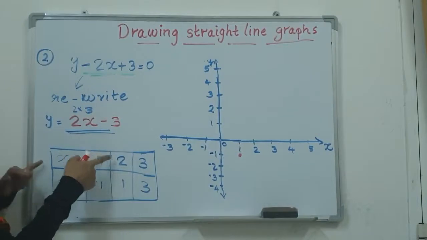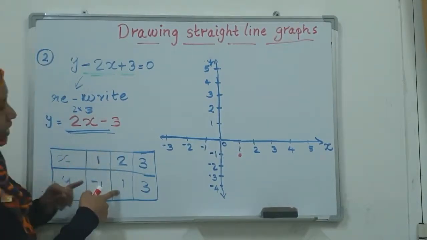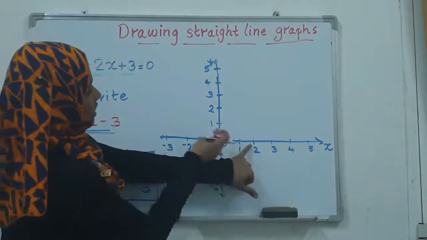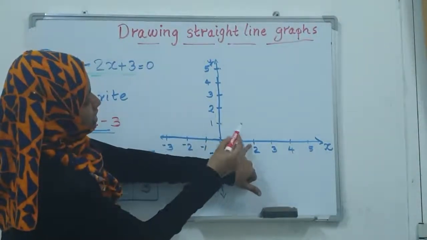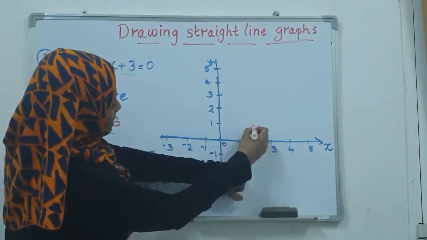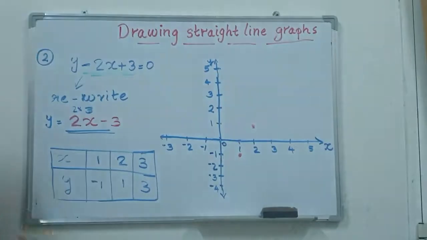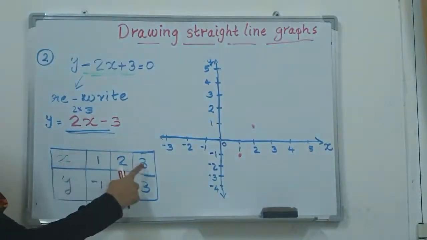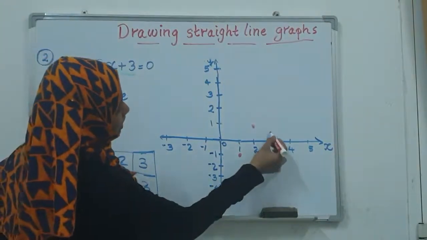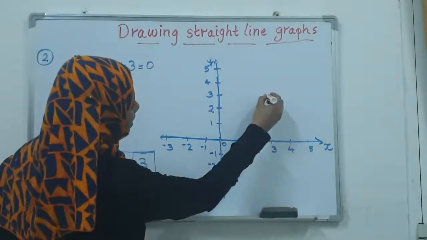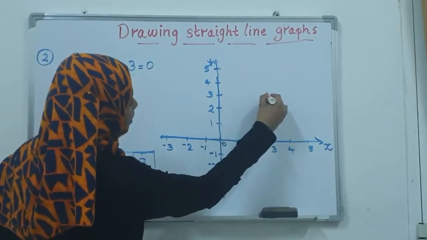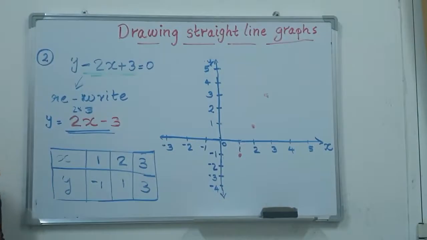Then what is the second one? 2 and 1. So where is 2? On the x-axis, the value of 2 is here, and on the y-axis the value of 1 is this. So choose the coordinate corresponding to it. Okay, next. What is the next? 3 and 3. So where is 3 and 3? Plot the coordinate on the grid. 3 and 3. So you have got 3 coordinates on the grid.